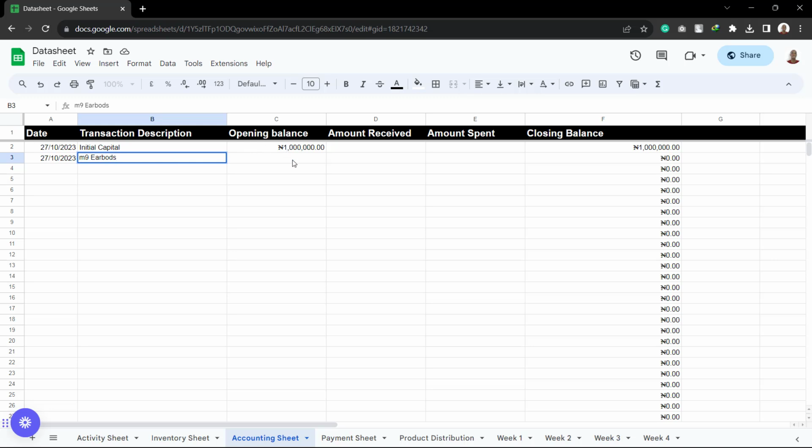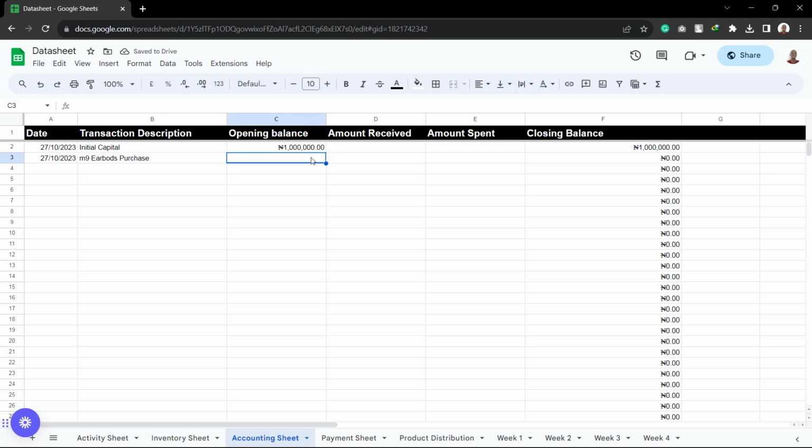So we purchased M9 earbuds at maybe 512,000 naira. Do you understand? So this is M9 earbuds. Let me just make it. The description has to be as clear as possible. So M9 earbuds purchase. So will we put it under opening balance?